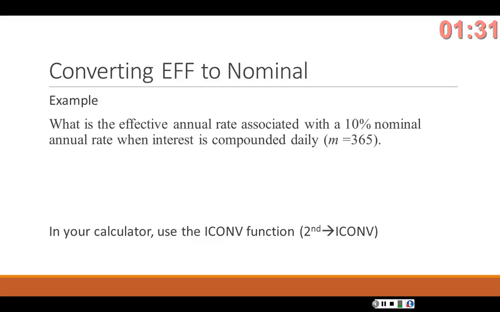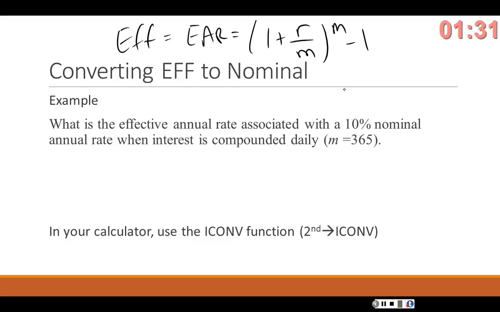So what is the effective annual rate associated with a 10% nominal rate if interest is compounded daily? So M is equal to 365. We can use our formula. EFF and EAR are the same thing. In your calculator, if you have a graphing calculator, it's going to say EFF. I'm pretty sure the financial calculator also says EFF. But it's 1 plus your stated rate over M, raised to M, minus 1.